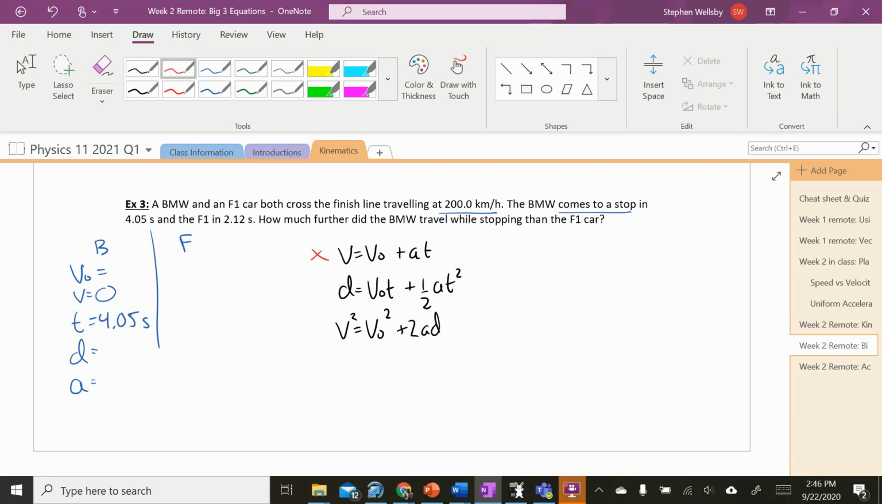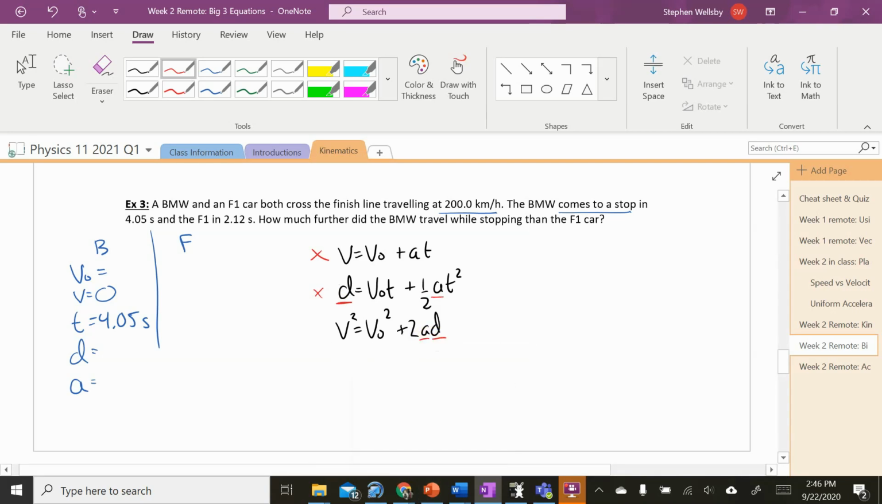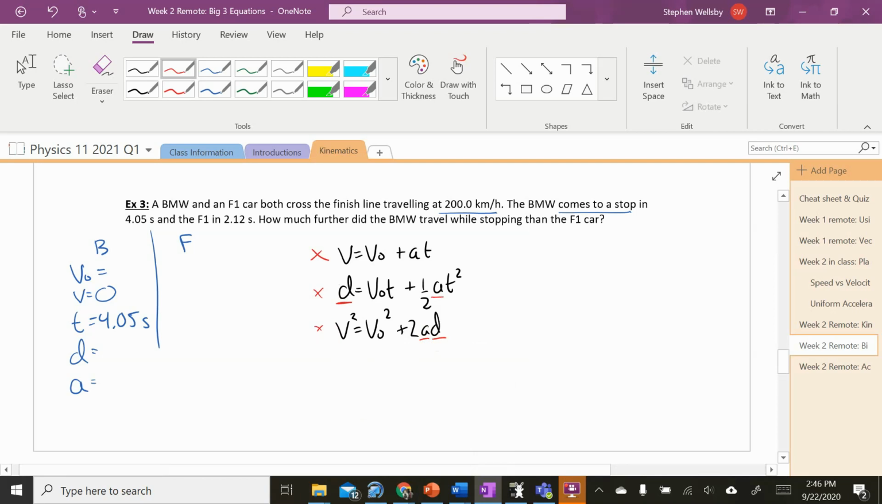Well, no, again, we have a problem. The problem is that we don't know D, but we also don't know A. So can we solve it in this case? No, we can't, because we have two unknowns. And formula 3 is the exact same scenario. We don't know A and we don't know D. So we cannot solve D in one single equation.